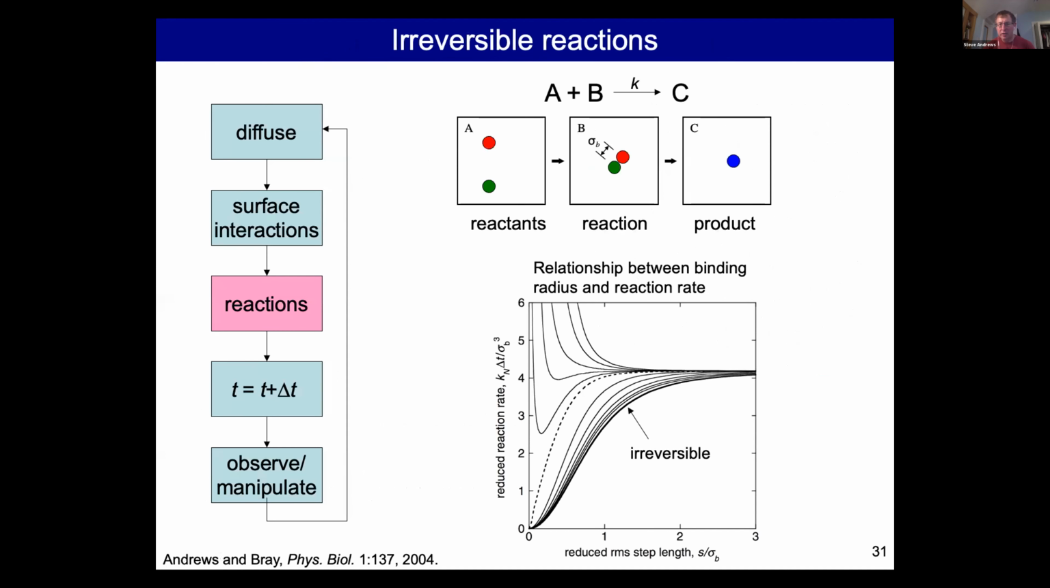Reactions have been a major part of the core and a big challenge for me. The basic idea is simple. Reactions are two reactants, green and red. When they collide, they react and form blue. The challenge from my work was, what constitutes a collision? What's the binding radius that leads to the correct reaction rate? And the answer turns out to be this graph here, which took a lot of work many, many years ago, but that now leads to the correct reaction rates.